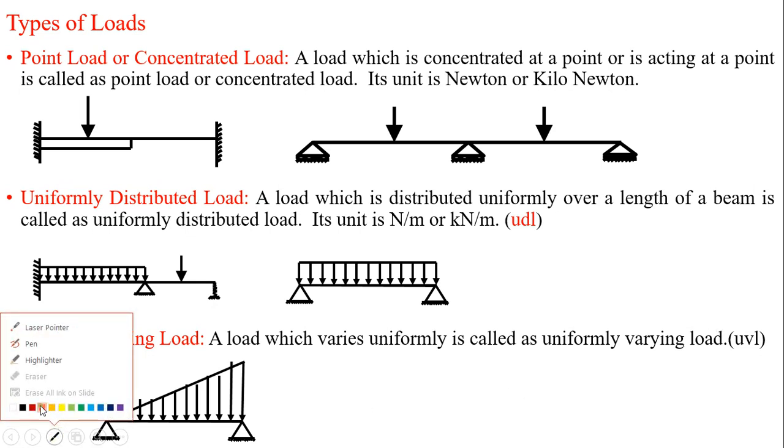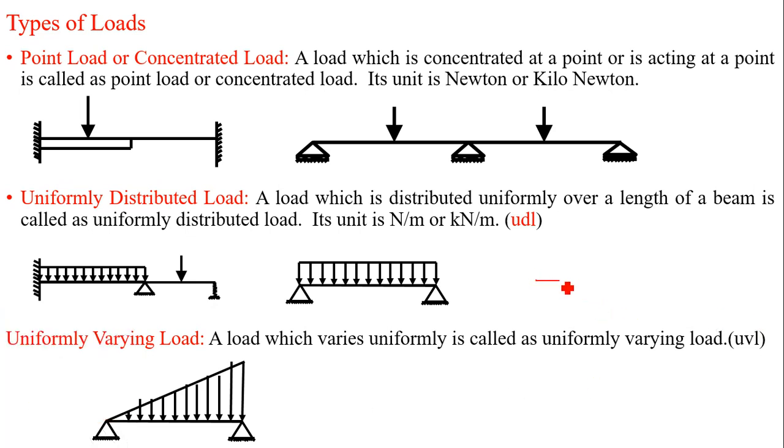Now a uniformly distributed load can also be shown with this symbol, it can be shown this way also. This type of load is also called a uniformly distributed load, and the unit of this load is Newton per meter. Then third is uniformly varying load.